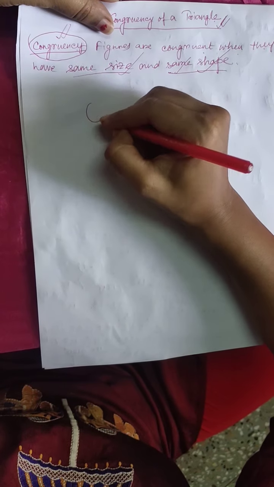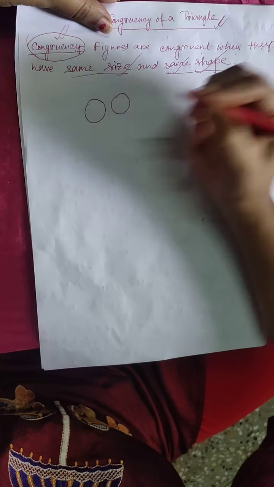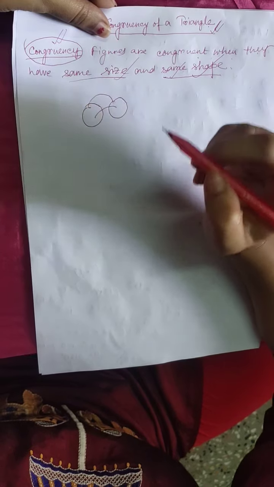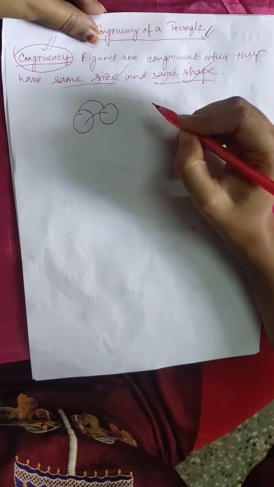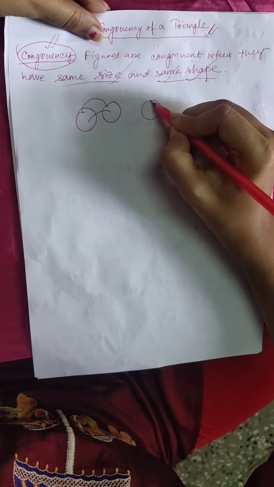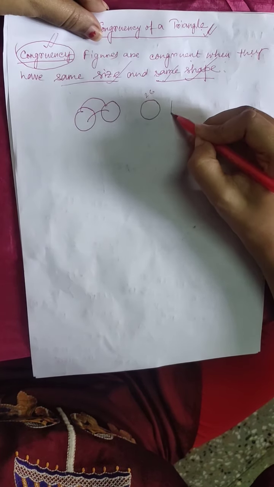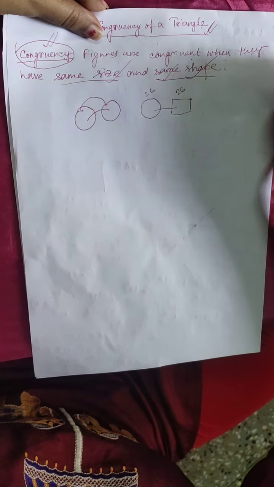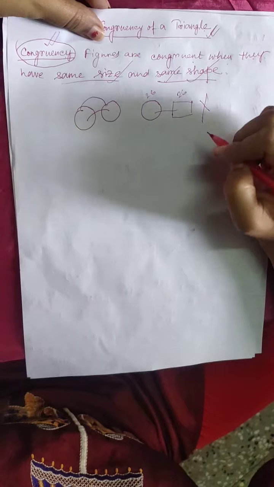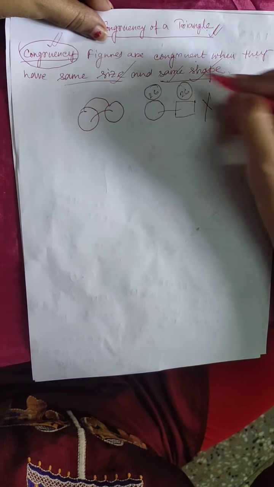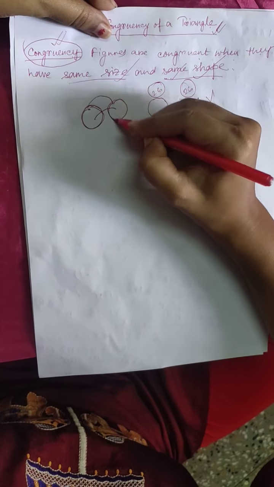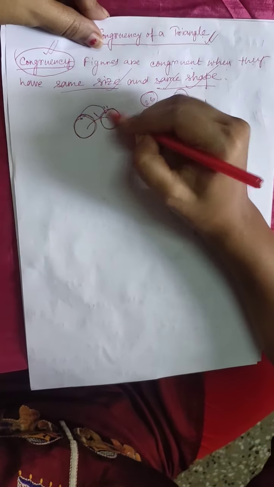Suppose you have two bangles of the same size. Now these two bangles will be congruent to each other. Why? Because they are of the same size and same shape. Now, if there is a bangle of size 26 and there is another bangle of size 26, will this be congruent? No, this will not be congruent because though they are of the same size, they are not of the same shape. So two bangles of the same size and same shape will be congruent.